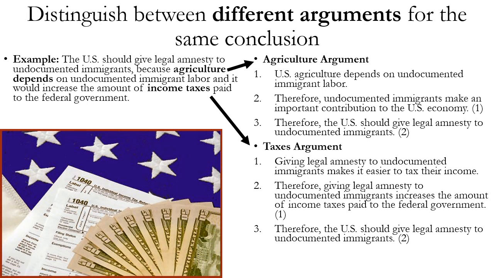One is the agriculture argument. The second we could call the taxes argument. The taxes argument is something like this. Giving legal amnesty to undocumented immigrants makes it easier to tax their income. Therefore, giving legal amnesty to undocumented immigrants increases the amount of income taxes paid to the federal government. Therefore, the U.S. should give legal amnesty to undocumented immigrants. And that's a logically separate argument from the agriculture argument. So one of those arguments could succeed even if the other fails, and vice versa.